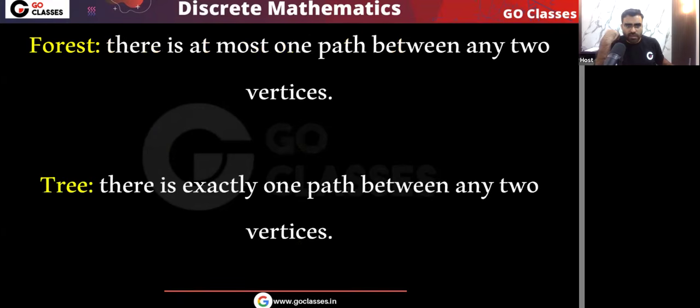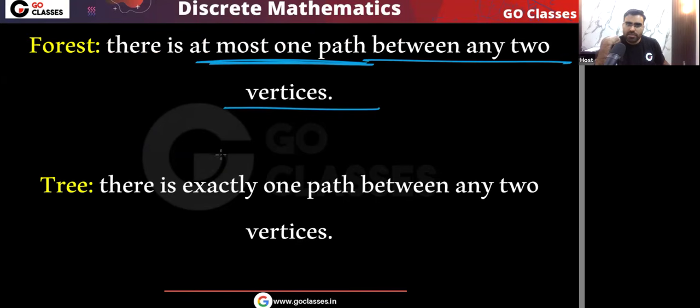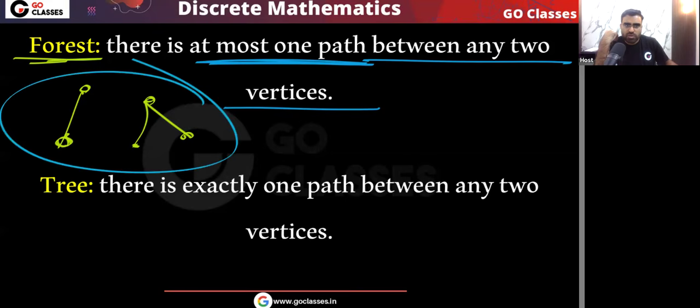Let's see another thing. In the forest, I can say that between any two vertices, there is at most one path. Do you agree with me? Because the forest can be disconnected. Okay, for example, this is also forest. Look at this. There are five vertices. This is also the forest. You can see, here between these two vertices, there is no path. But between this vertex and this vertex, there is only one path. So you can see forest is acyclic graph, so between any two vertices, there will be at most one path.